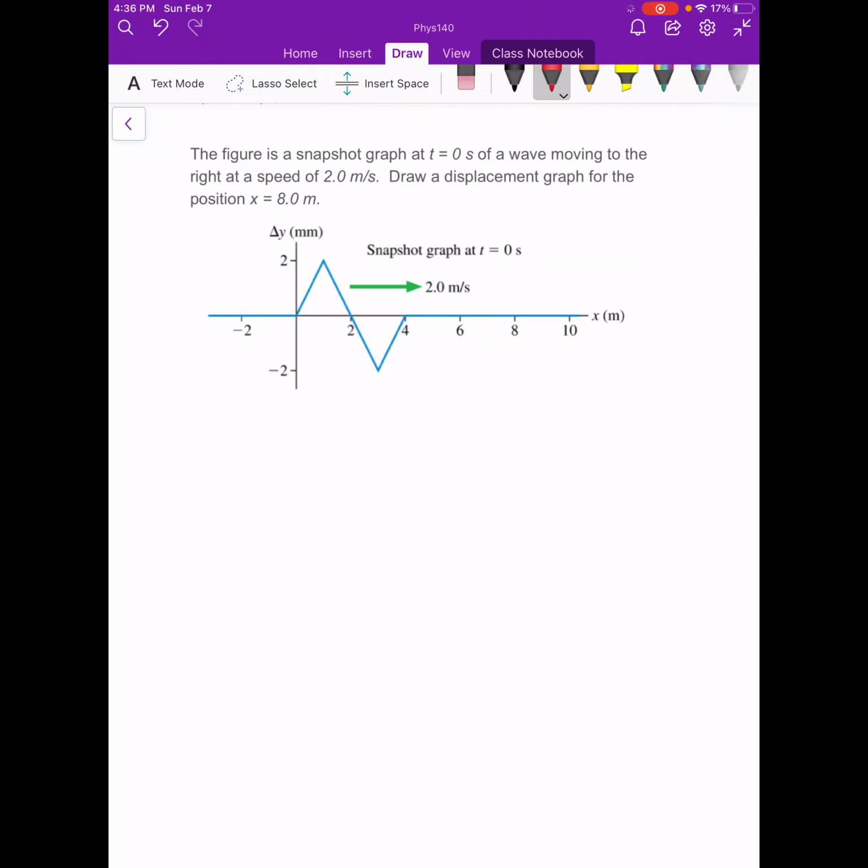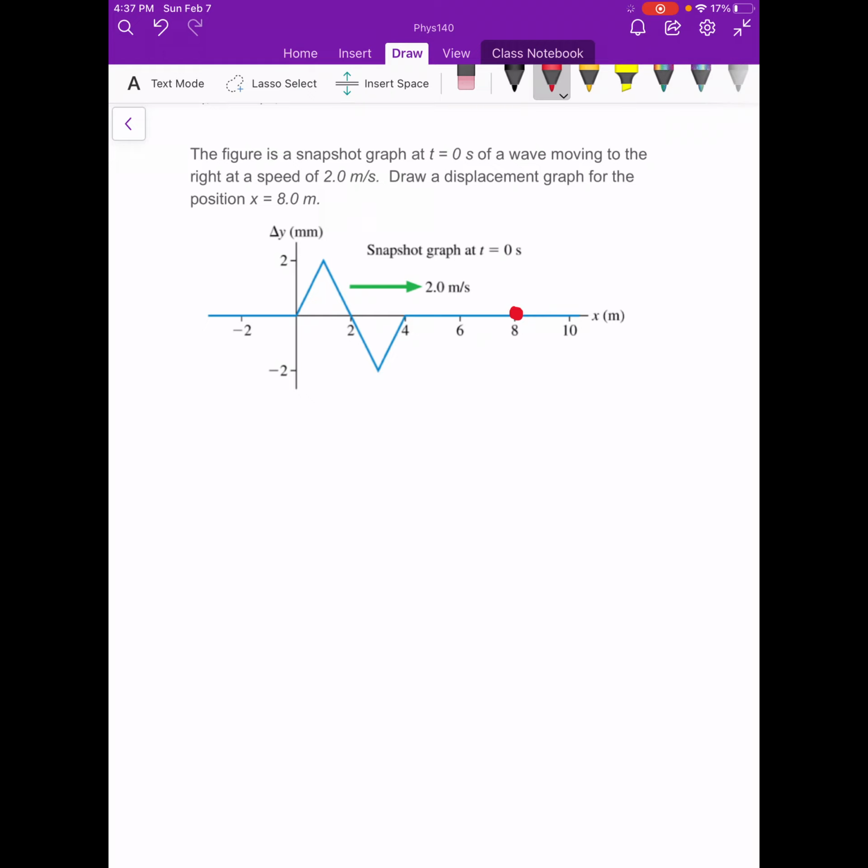In this example, we have a figure of a snapshot graph at t equals 0 seconds of a wave moving to the right at a speed of 2 meters per second, and we need to draw a displacement graph for the position x equals 8 meters. The first thing I'm going to do is draw a dot on 8 right here. This snapshot graph shows us the wave at time t equals 0, and what the values are for the displacement at each value of x.